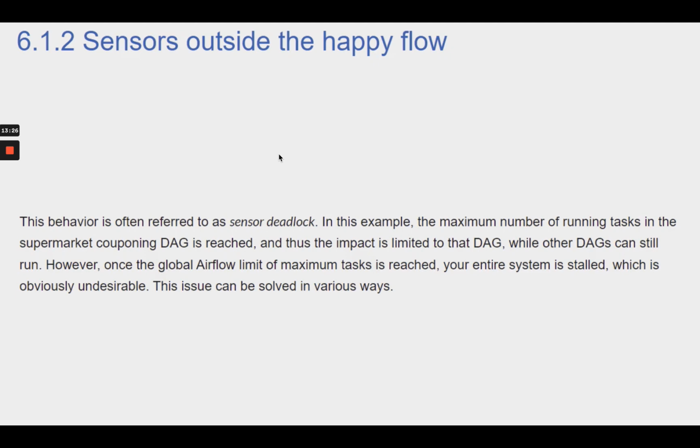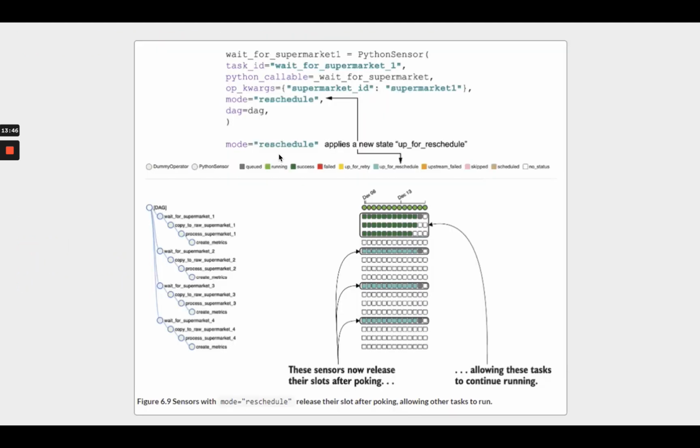In this example, the maximum number of running tasks in the supermarket couponing DAG is reached, and thus the impact is limited to that DAG, while other DAGs can still run. However, once the global Airflow limit of maximum tasks is reached, your entire system is stalled, which is obviously undesirable. This issue can be solved in various ways.